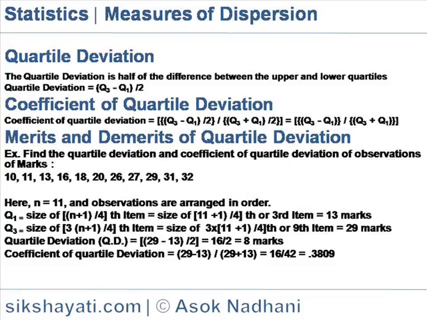Quartile deviation. The quartile deviation is half of the difference between the upper and lower quartiles. The upper quartile is Q3 and the lower quartile is Q1. So quartile deviation is half of Q3 minus Q1, that is (Q3 - Q1)/2.